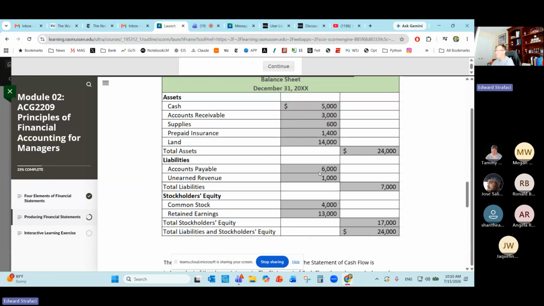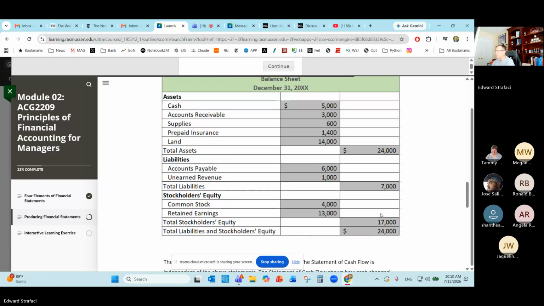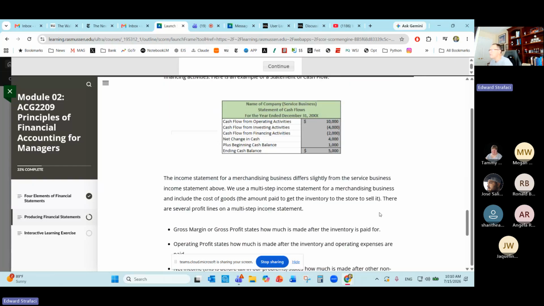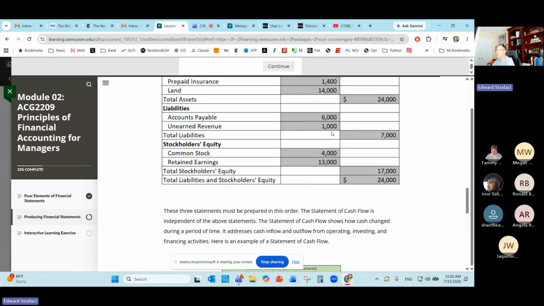Here's what you owe. And notice when I take this from this, I get $17,000, and that's the value of my company. But remember, these have to balance. 24 minus 7 equals 17. And then this is my statement of cash flows, because my statements tell me one thing.